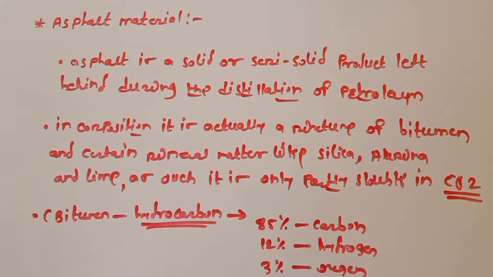And if you consider asphalt as a composite material, we know that composites are made up of two phases. One is the matrix phase, another is the reinforcement phase. So bitumen is the matrix, and we reinforce it with materials like silica, alumina, and lime. And we add such material in such a way that the asphalt material is partly soluble in carbon disulfide.